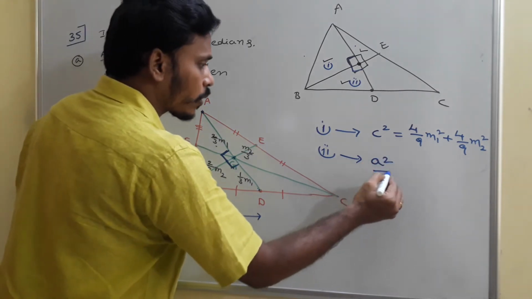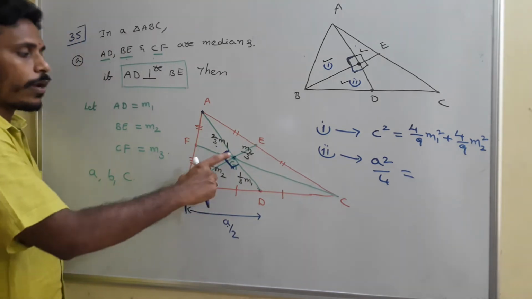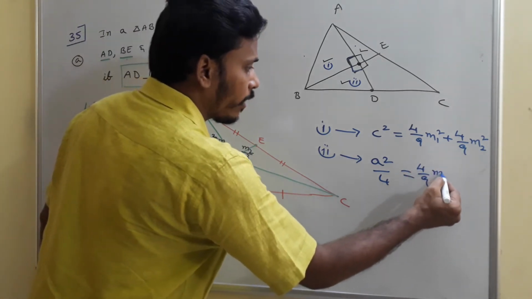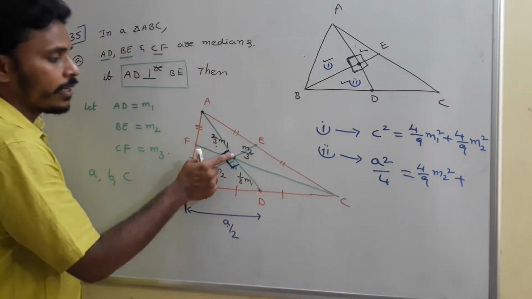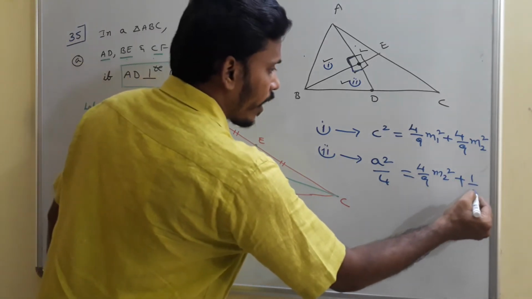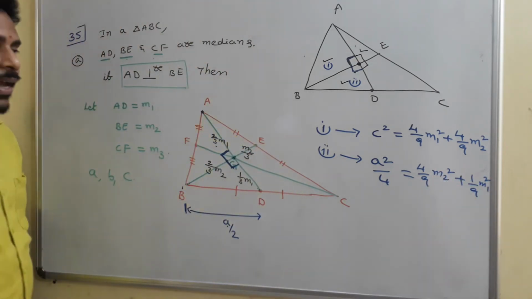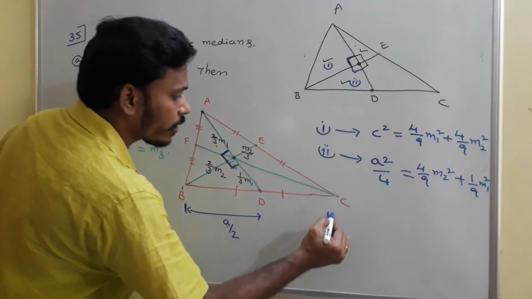So you have that A square by 4 is equal to the square of this side 2 by 3 m2, whose square is 4 by 9 m2 square, plus the square of 1 by 3 m1, whose square is 1 by 9 m1 square. And again you need to apply Pythagoras theorem for the third triangle.